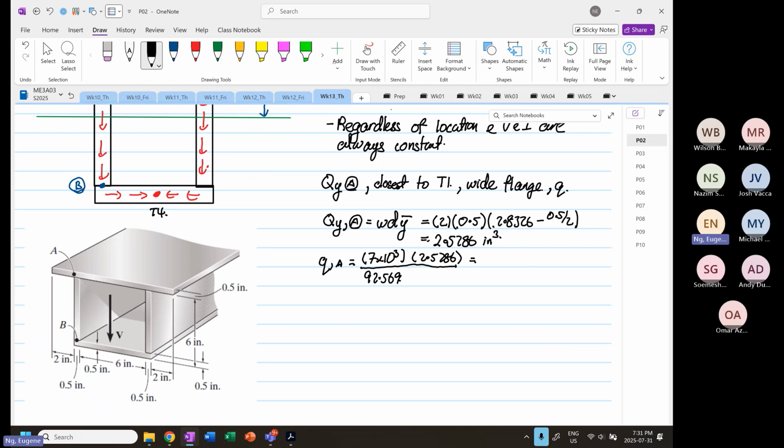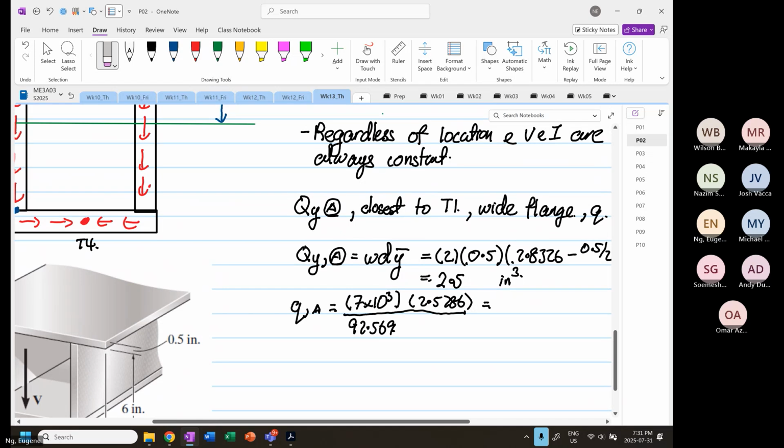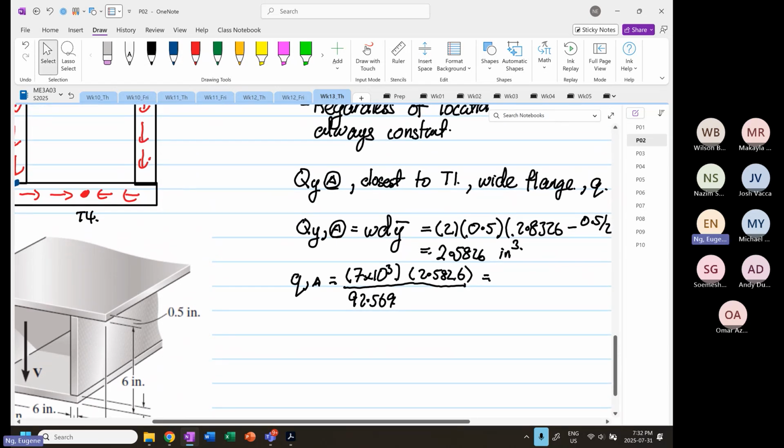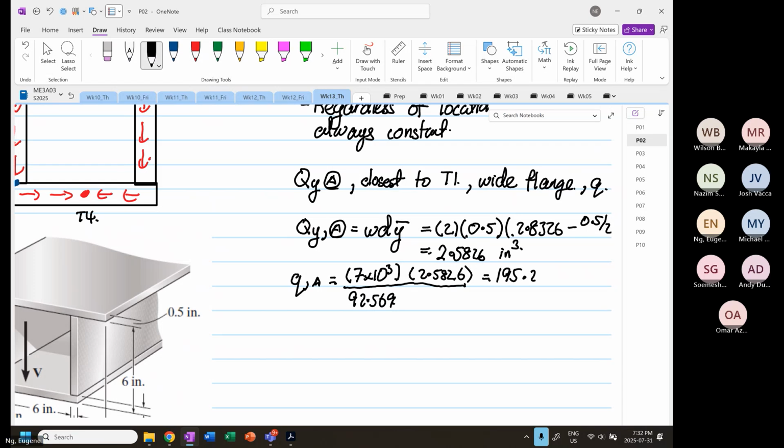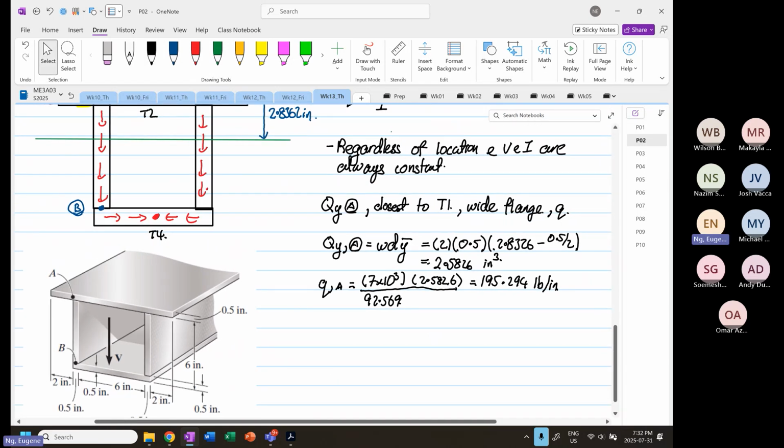Hold on. 2.8326 1.5 divided by 2. 2.5826. Okay, my bad. I looked at my calculator wrongly. So 7 power 3 times 2.5826 divided by 92.569 is equal to 195.294 pounds per inch. Okay. And then the next one, we look at point B.